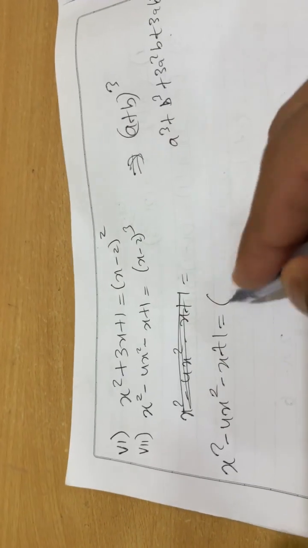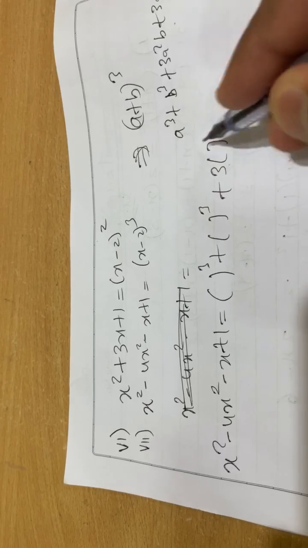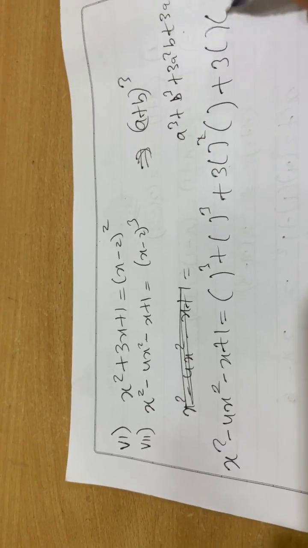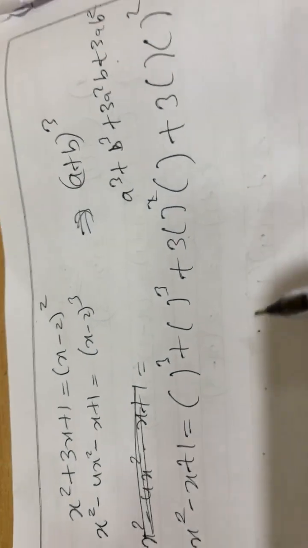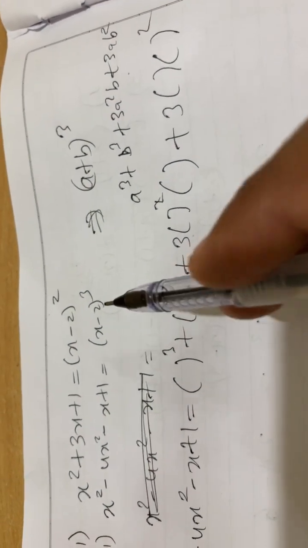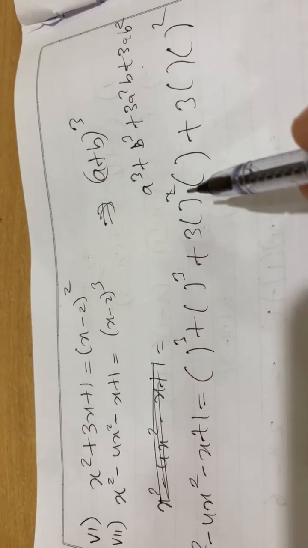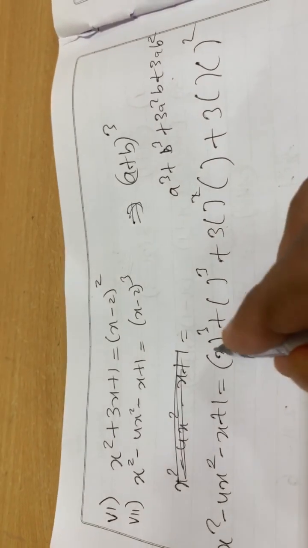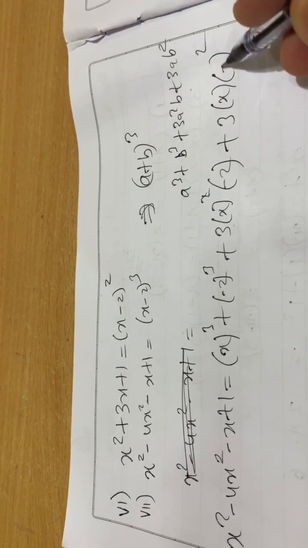So here a cube plus b cube plus 3a square b plus 3ab square. I usually do this method so students understand, this is a, this is b. I have written the formula of a plus b whole cube, a cube plus b cube plus 3a square b plus 3ab square. This is a, this is b. So a, b, a, b, a and b.